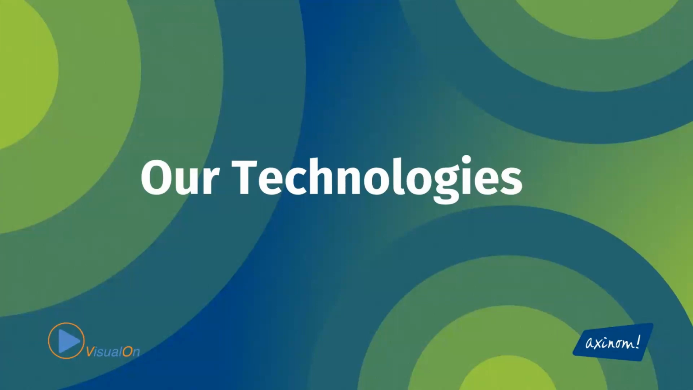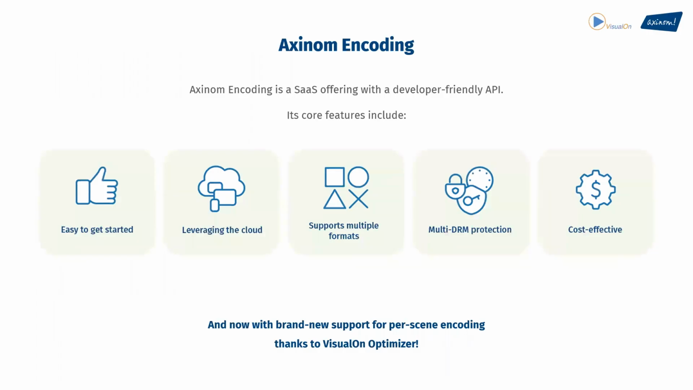So now that Christophe has introduced us so nicely into the challenges that we are facing, let's have a look at the technologies that VisualOn and Axinom have put in place and combined in order to tackle and solve these challenges. First, there's Axinom Encoding.